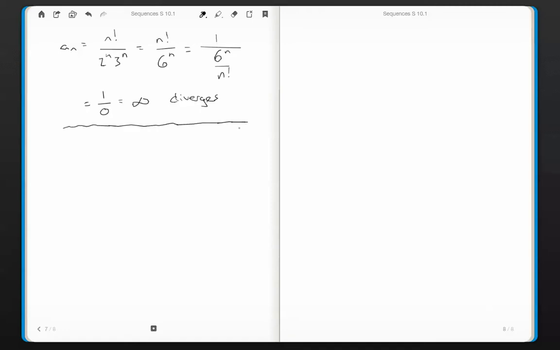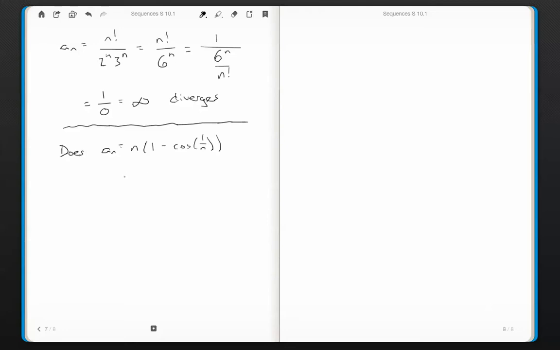All right, let's do one more. Just one more, and then it's done. Then you guys are real experts. So does a_n equals n times 1 minus cosine of 1 over n converge? Well, as n gets really big, we have to look at this thing from the inside out.